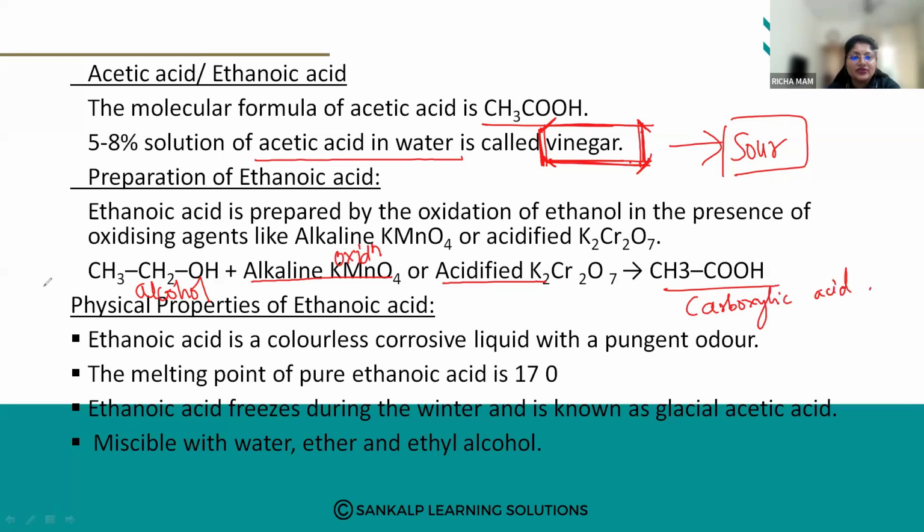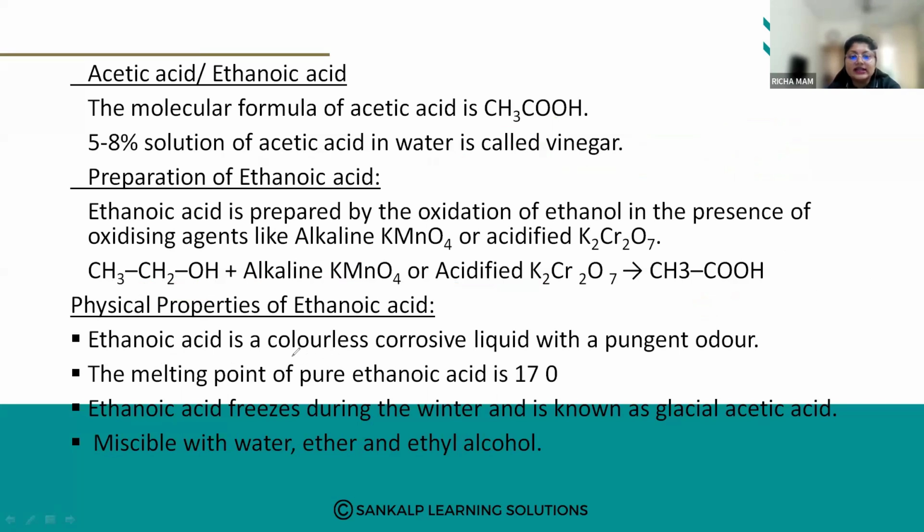So what are the physical properties of ethanoic acid? It is a colorless, corrosive liquid with a pungent smell. Pungent means bad smell. Ethanoic acid has a bad smell. The melting point of pure ethanoic acid is 290 Kelvin. So the melting point of pure ethanoic acid is 290 Kelvin.